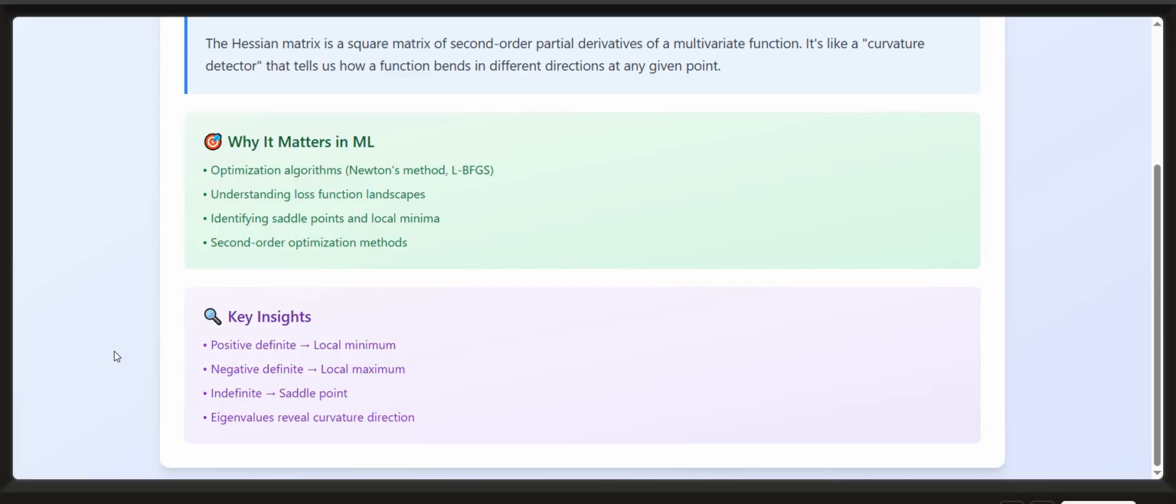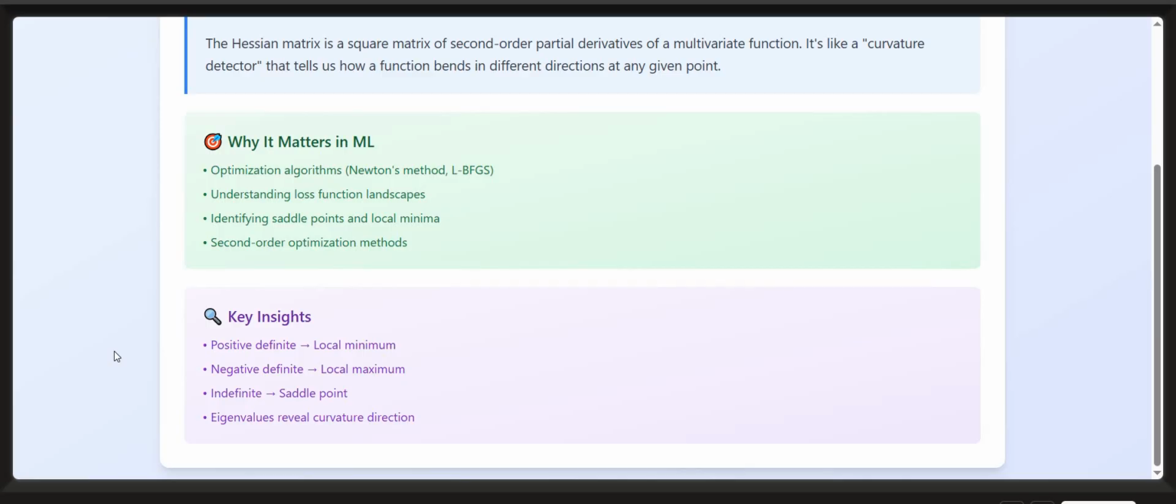Alright, so let me point something else out here, some key insights that come directly from looking at the Hessian. If the Hessian is positive definite, that means all its eigenvalues are positive. And what does that tell us? That we are at a local minimum. The function is curving upwards in all directions. So imagine you are in a bowl. Any direction you move, the value increases.